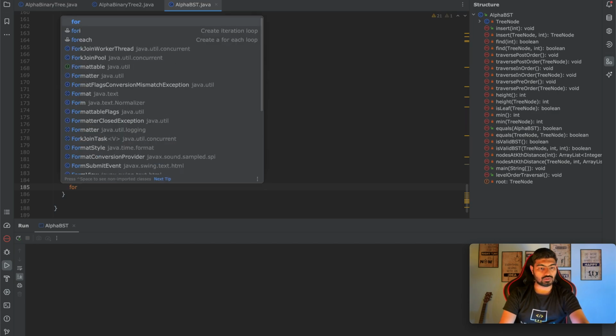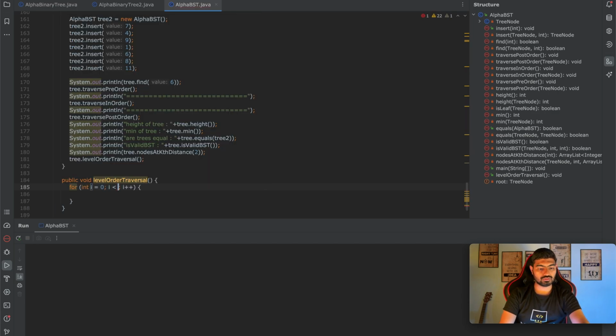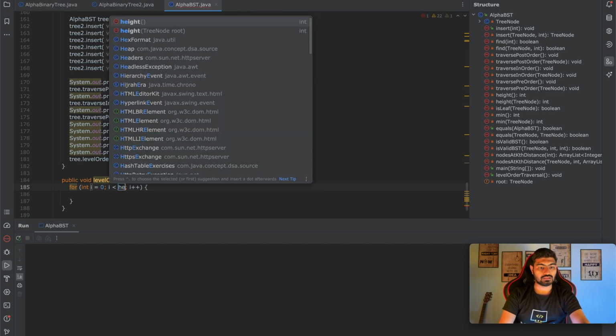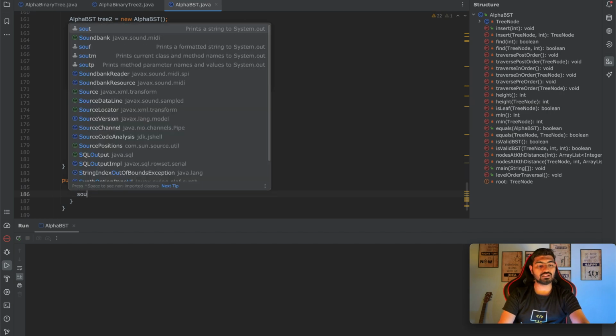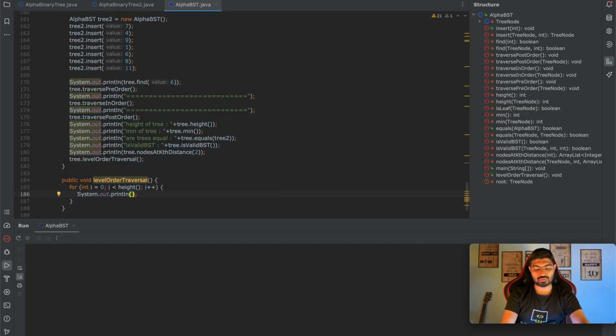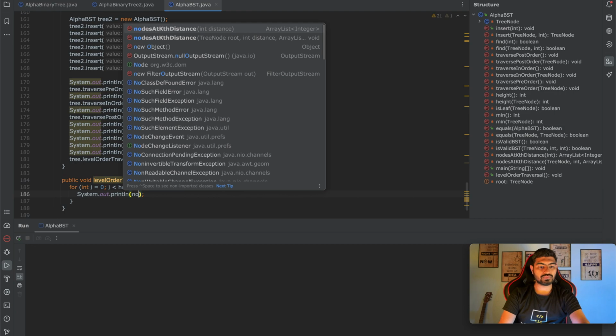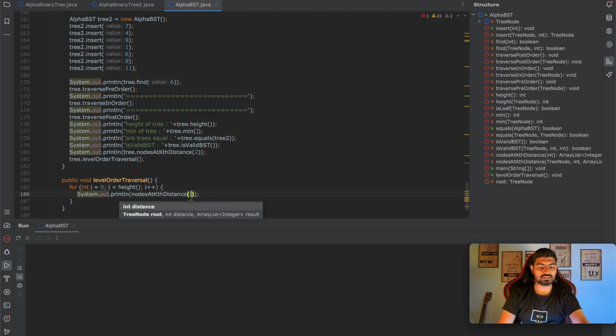Now let's take that loop. For i is equal to 0, i is less than the height of the tree, and i plus plus. For every single value of i, what you do, you get the nodes at that particular distance, which is i, and print it. So first it is going to print the nodes at 0 distance, which is the root node. Then it is going to get to the next level, that is first node at distance 1, level 1. Then at distance 2, which is the leaf node.